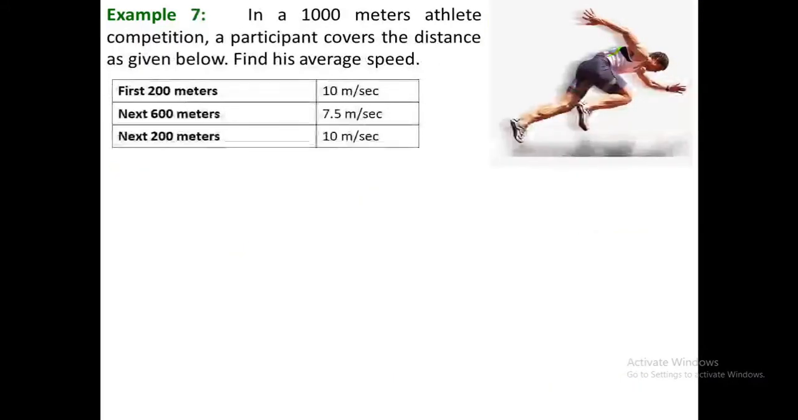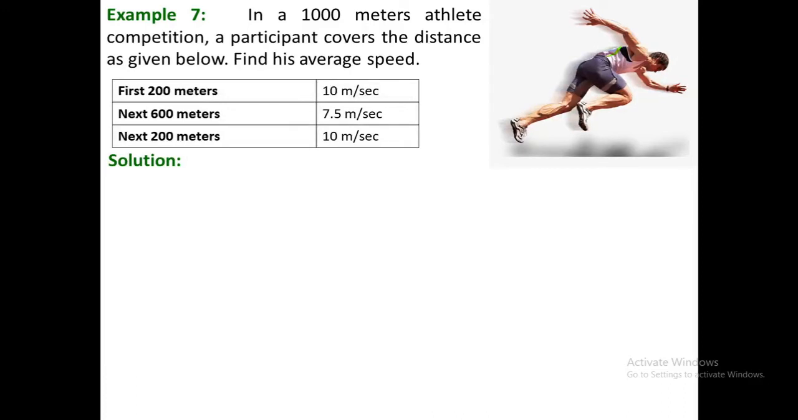Let's take one more example, where in a 1000 meters athletic competition, a participant covers the distance as given below, and we have to find out the average speed of that athlete. For the first 200 meters, the average speed was 10 meters per second. For the next 600 meters, the average speed was 7.5 meters per second, and for the last 200 meters, the average speed was 10 meters per second.